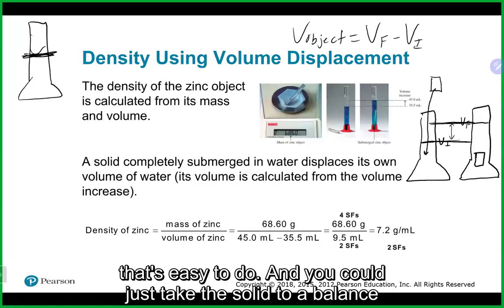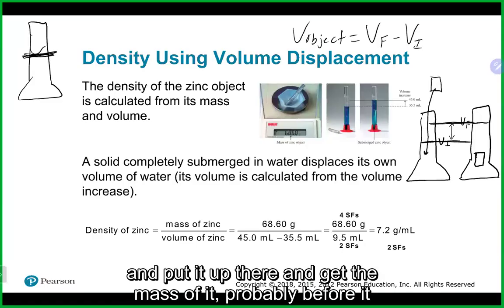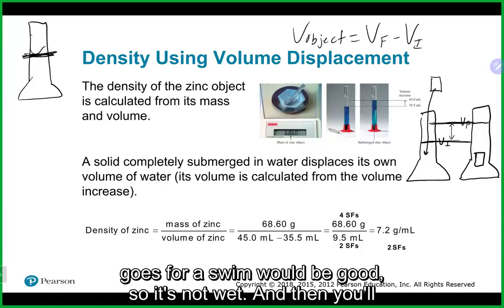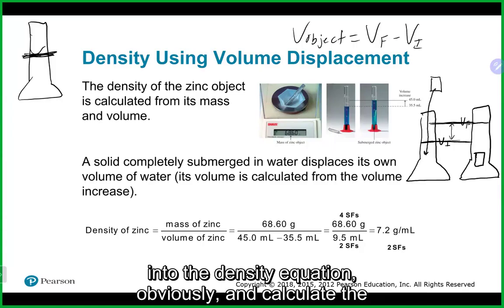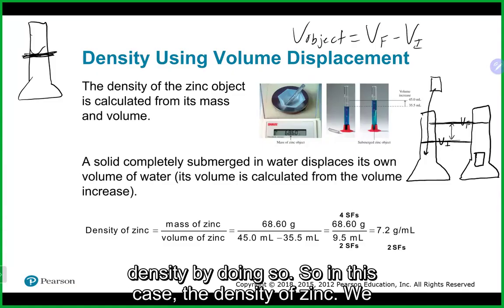And you could just take the solid to a balance and put it up there and get the mass of it. Probably before it goes for a swim would be good, so it's not wet. And then you'll have the mass and you'll have the volume. You could then go into the density equation, obviously, and calculate the density by doing so.